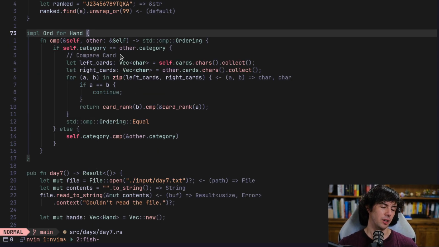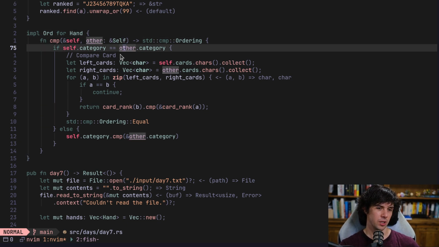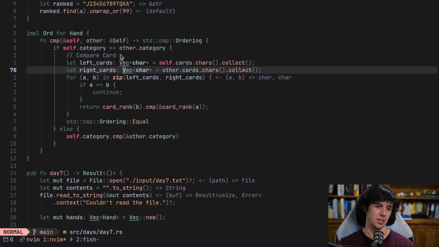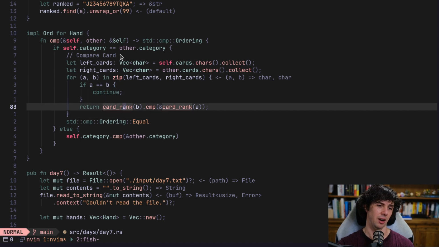Then to implement the final ordering trait, which will allow us to do some handy things with a list of the hand structures, we first do a check to say, look, are the two categories of the hands that we're comparing exactly the same? So let's say we've got three of a kinds. We then need to loop through both hands card by card and do a ranking to find the overall winner. If the characters are the same, we just keep going. But as soon as there's a difference in the characters, we return how one character compares to the other using our card rank function above.